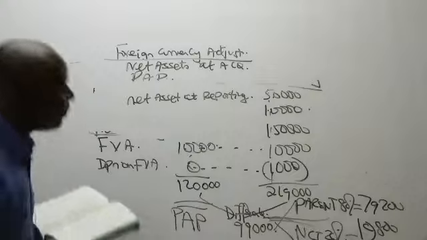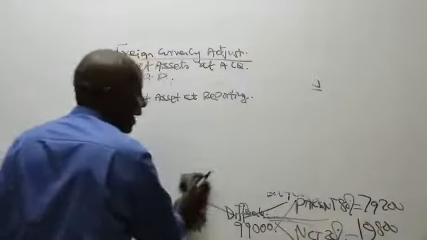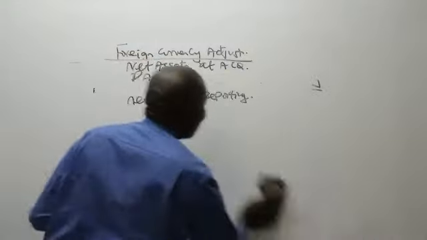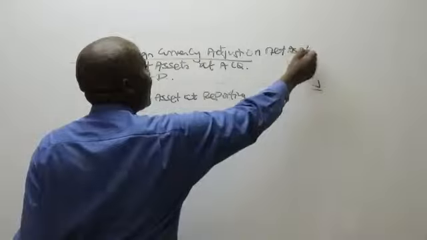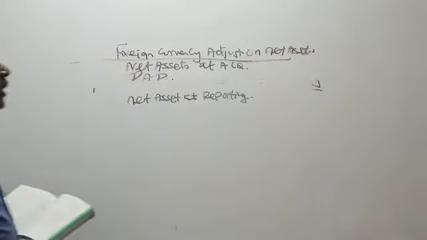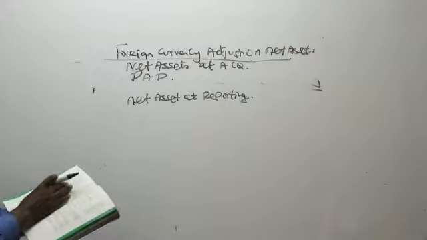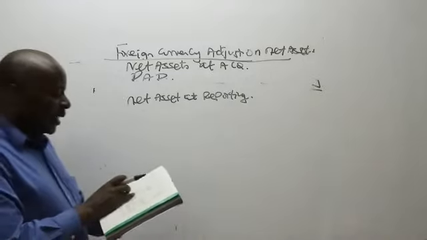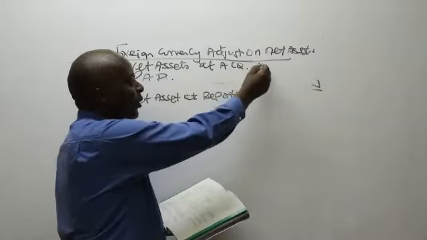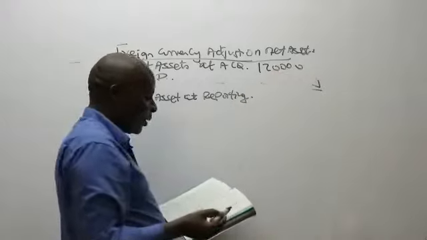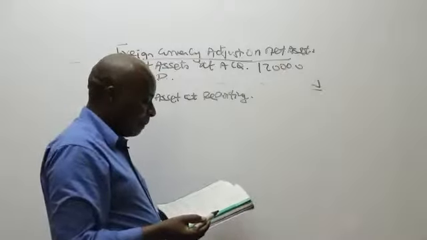Let me rub this. So we are doing the foreign currency adjustment on net assets. This is a new working. Very important working, the foreign currency adjustment on net assets. So could you kindly remind me, what was the net asset at acquisition? Please give me the figure. It was 120,000. How about the POP? What was the POP?